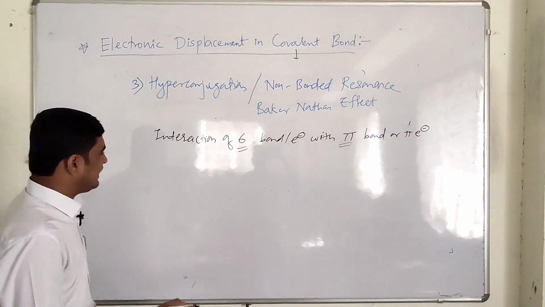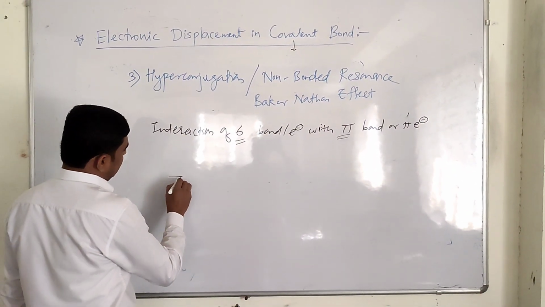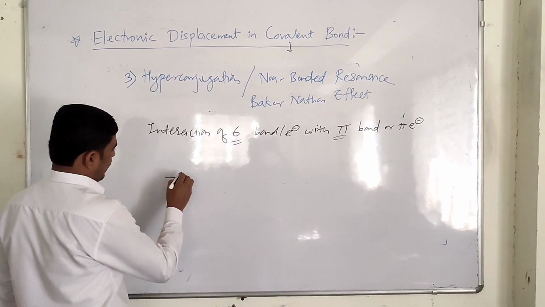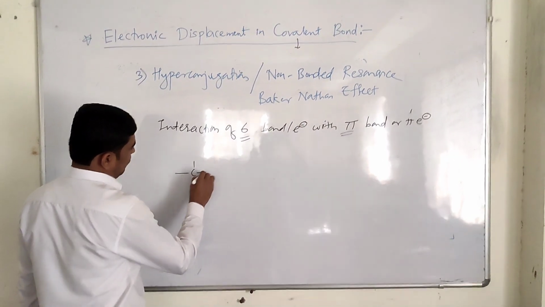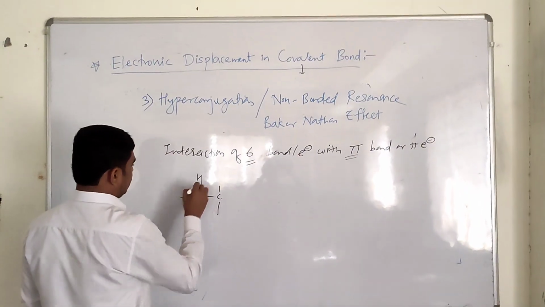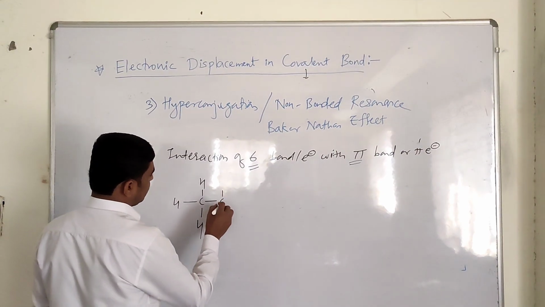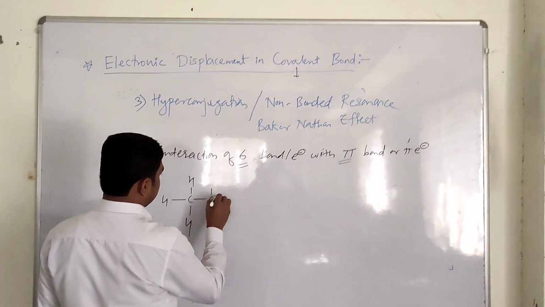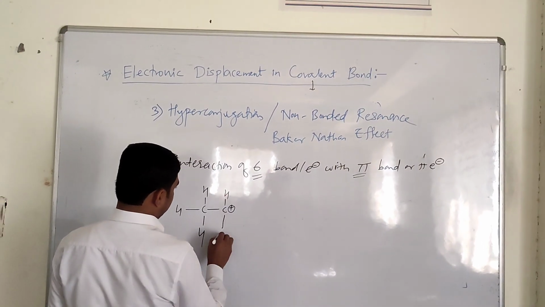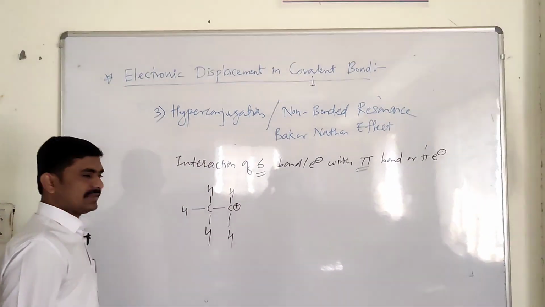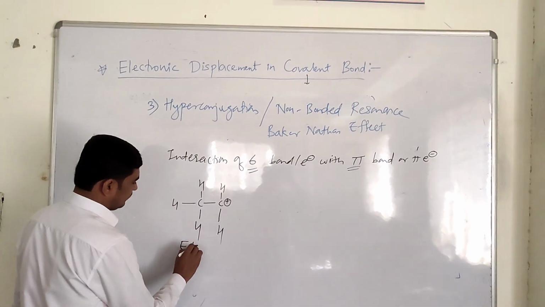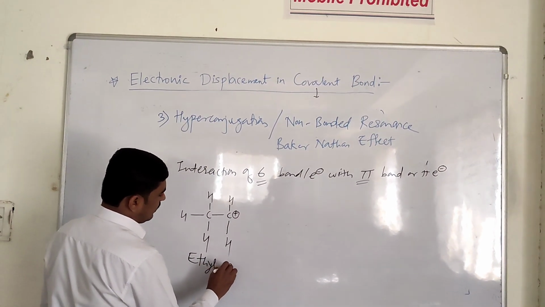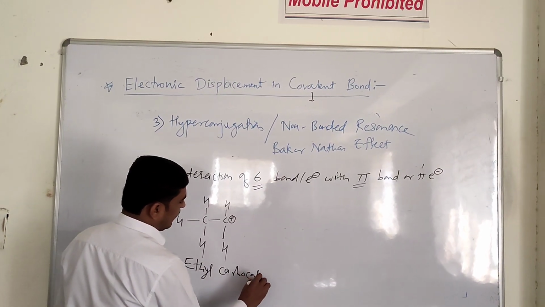Let us take one example of this. Here you can see this compound, with hydrogen. Let us take this example. This is the ethyl carbocation.